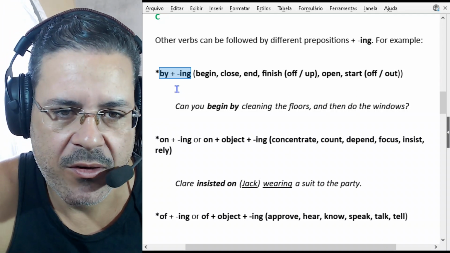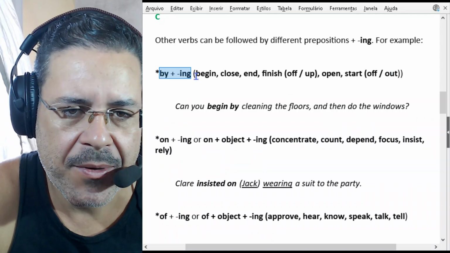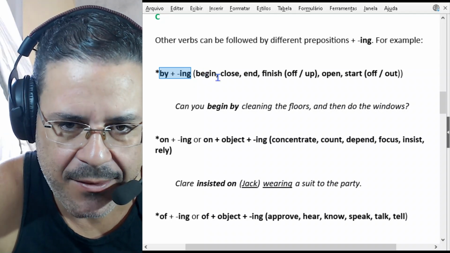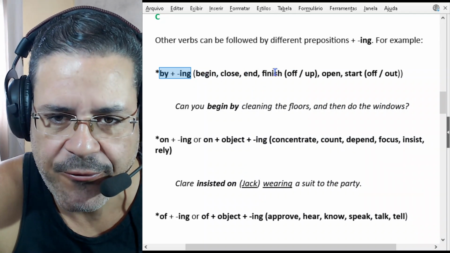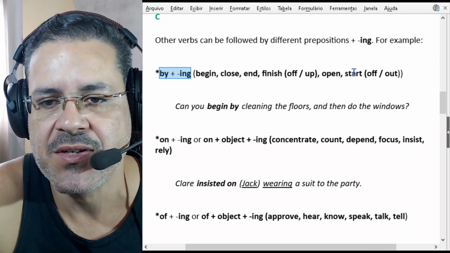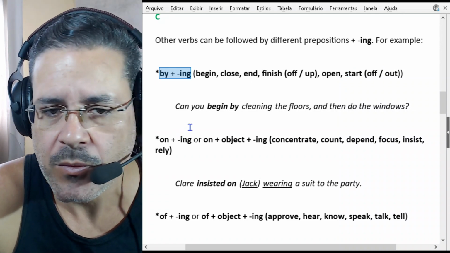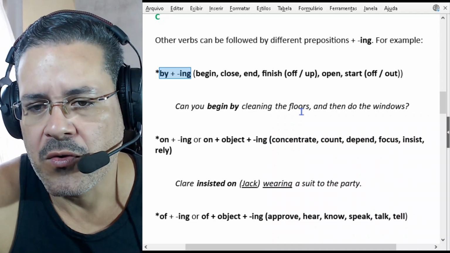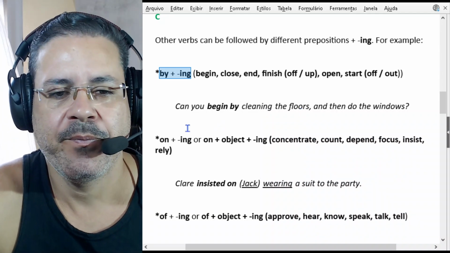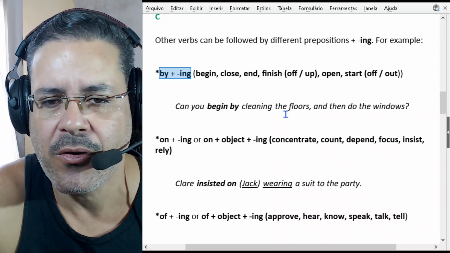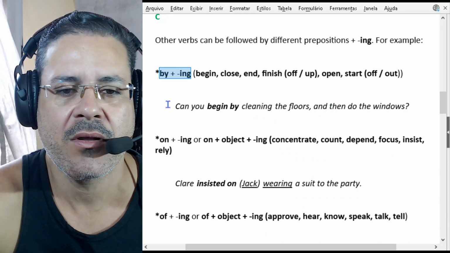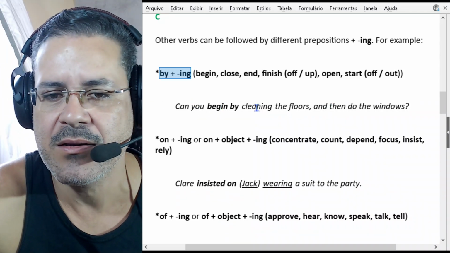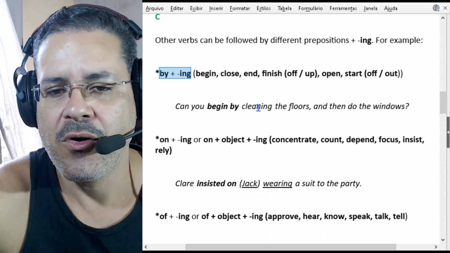Okay, so we've got that pattern, by plus ing, with the verbs to begin, close, finish off, finish up, open, start off, and start out. For example, can you begin by cleaning the floors and then do the windows? Or can you begin by cleaning the windows and then do the floors?